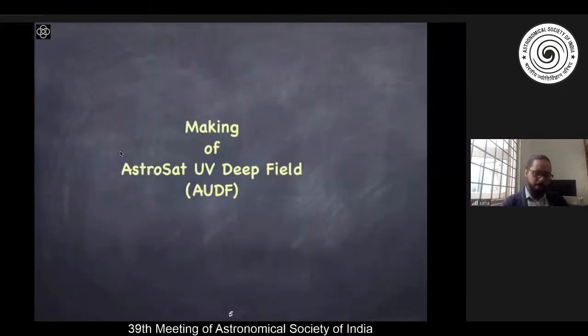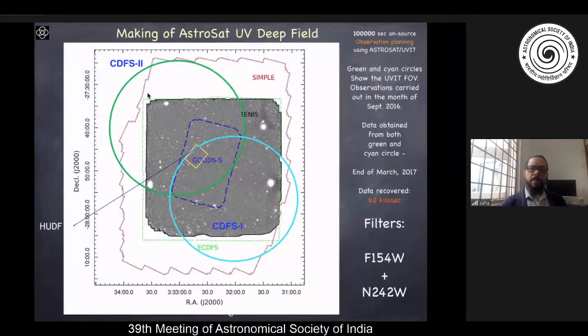So now I'm going to talk about this AstroSat UV field that we have created. This was in the ZT phase, and we observed two fields centered around the GOODS South in the southern hemisphere, each with 50 kiloseconds of observation. The combined should be something close to 100 kiloseconds, but the data recovery was not very good, and we have a total of about 62 kiloseconds of observations in this combined area. Both the fields were observed simultaneously in the far ultraviolet and near ultraviolet filters of UVIT.